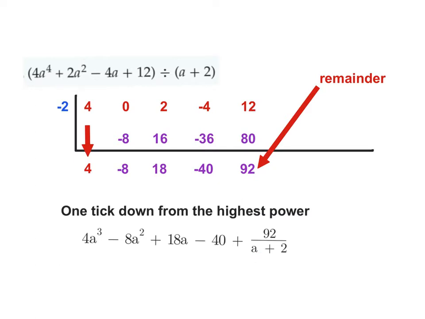Yes, because I'm dividing it by a. It has to go down. It doesn't go away, it gets divided.